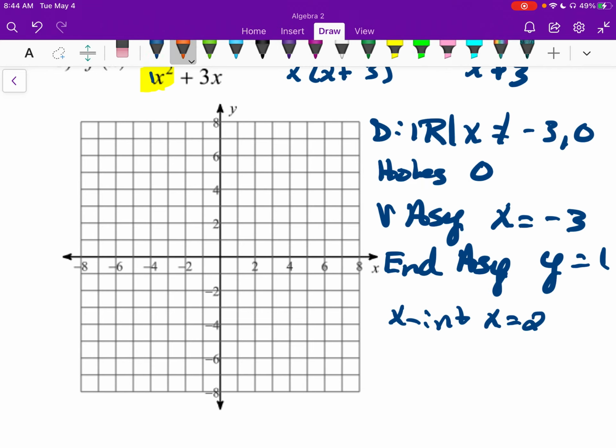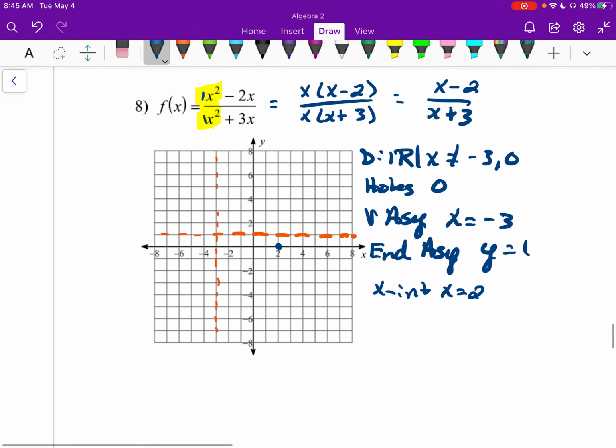Vertical asymptote at -3, so I can do a little dotted line like that. End asymptote at 1, so we'll do a dotted line like that. X-intercept at 2. And now we are ready for our t-chart. Remember, we always have to use the hole, so we're going to have to use 0. And including 0, we will have 2 points to the right of that asymptote, so now we need 2 points to the left. We'll do -5 and -4.